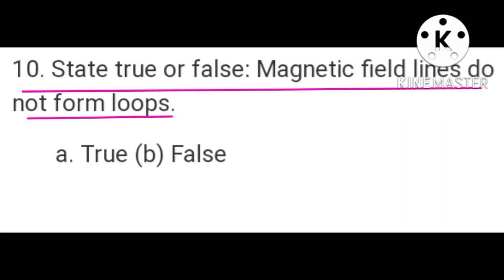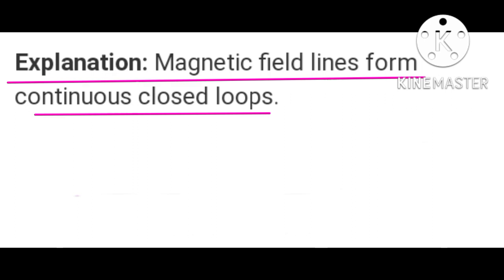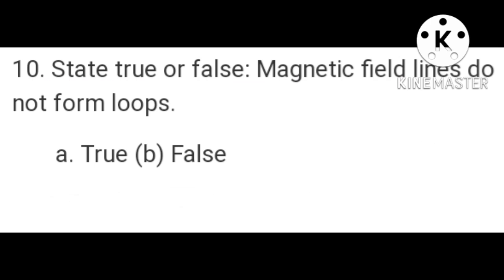Question number 10. State true or false. Magnetic field lines do not form loops. A. True. B. False. Explanation. Magnetic field lines form continuous closed loops. It is a false statement because magnetic field lines form closed loops.